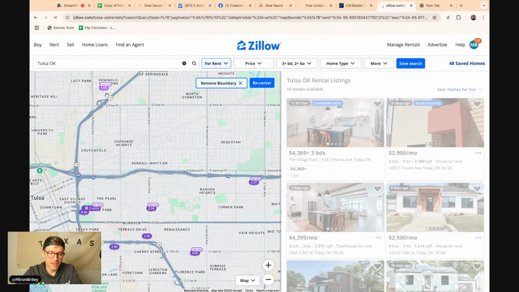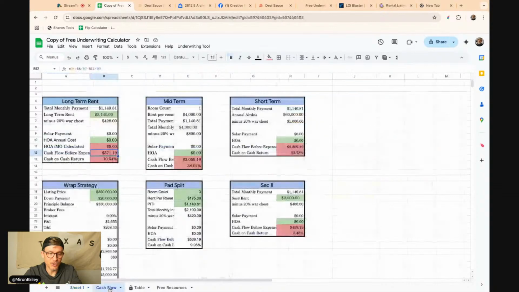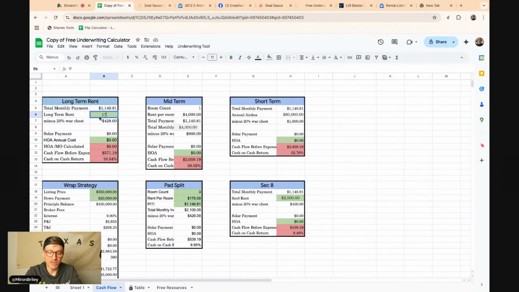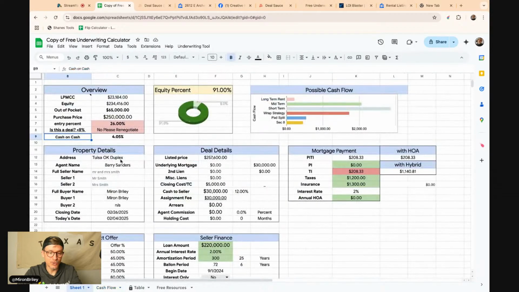Okay, I'm gonna land, dude. I think the rent's closer to like maybe 1,700. I'd feel comfortable with that. So what I'm gonna do is go back to the cash flow. I'm gonna mark 17. Okay, so that gives me more like a $200 after my 20% war chest. So now my cash on cash return is closer to like a 4%, which seems right. That seems right. What do y'all think?